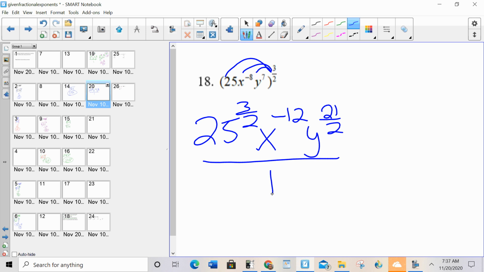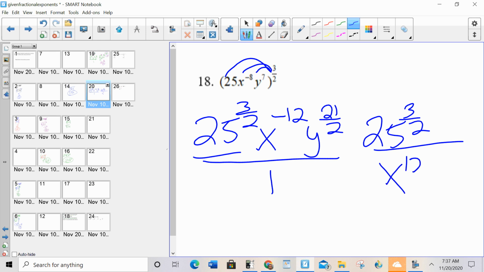Negative exponents are fractions. Is 25 being raised to the negative power? No. Is x being raised to the negative power? Yes, so it moves. Is y being raised to the negative power? No, so it stays. Clean it up, MD.